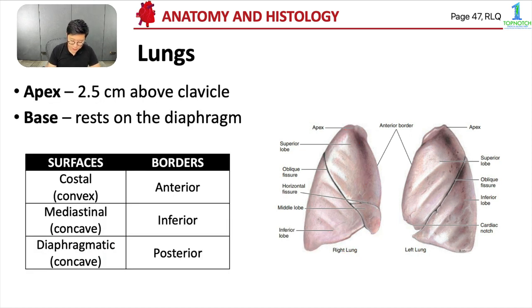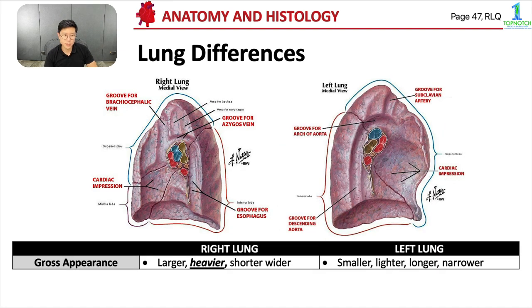So the lungs have apices and bases. So the apex of the lung can be found 2.5 centimeters above the clavicle. So kung ito yung clavicle, nandito. Yung apex ng lung ay nandito. While the base rests on the diaphragm. You have 3 surfaces: a costal surface, which is convex, a mediastinal surface, which is concave, and a diaphragmatic surface, which is concave. You also have anterior, inferior, and posterior borders.